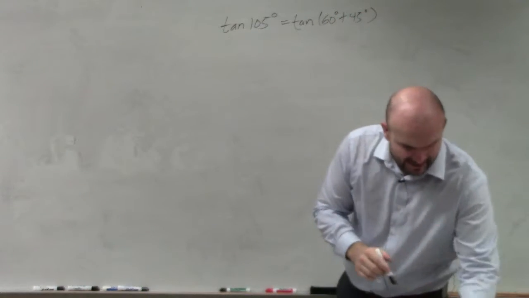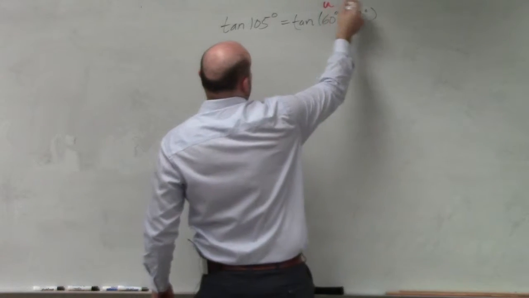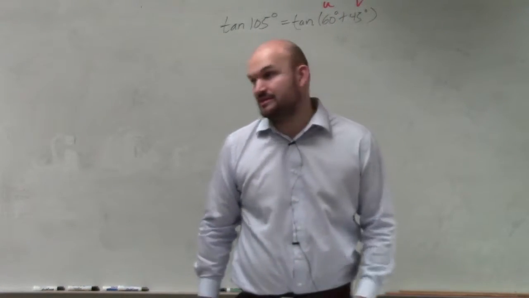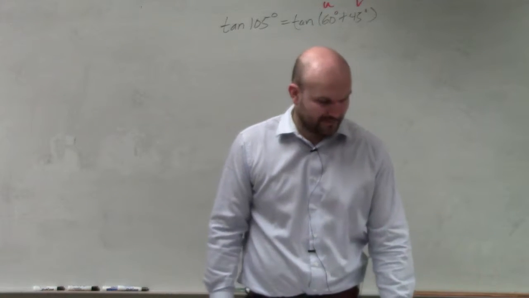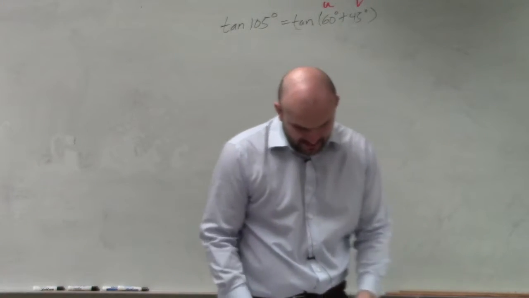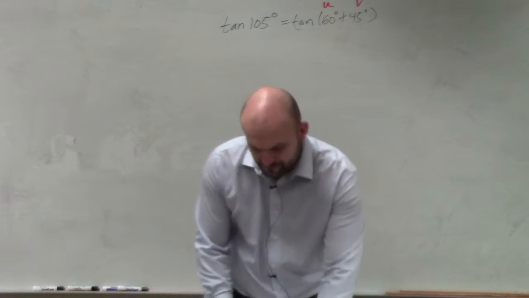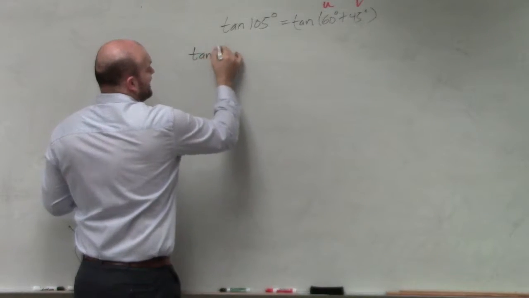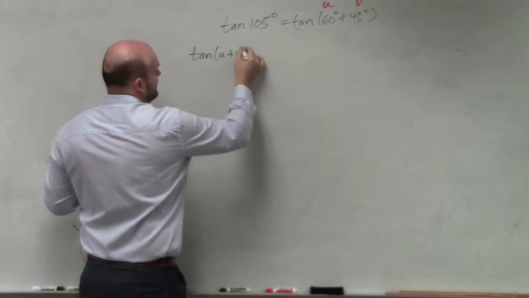And therefore, I can identify this as my u and my v, right? It doesn't matter, guys, if you do 45 degrees plus 60 degrees. You're still going to get the same answer, OK? So don't get concerned on that. But now we need to make sure that we have our tangent formula. So again, you'll be provided the formulas, so you don't need to worry about that.